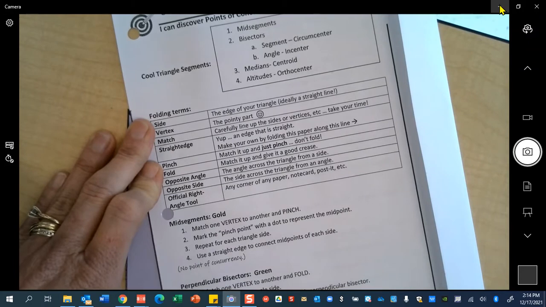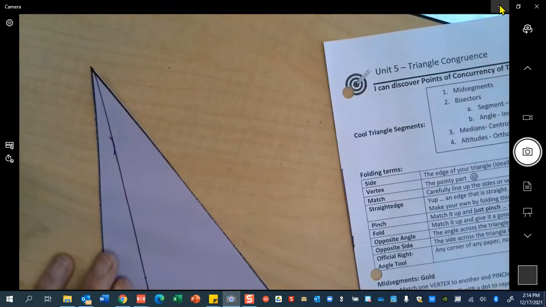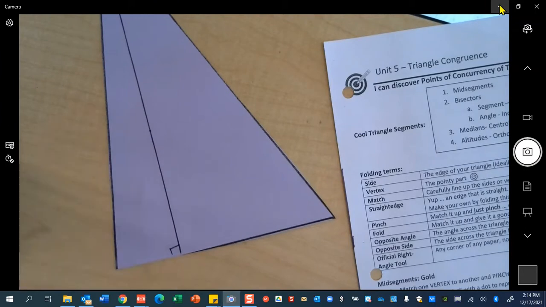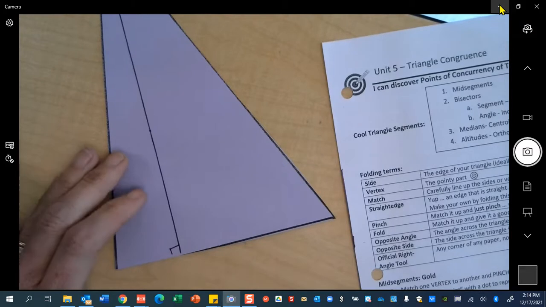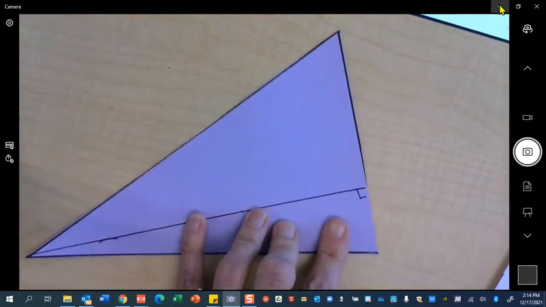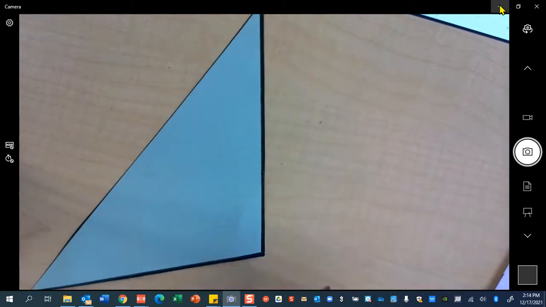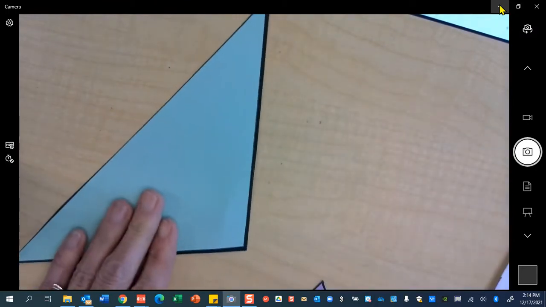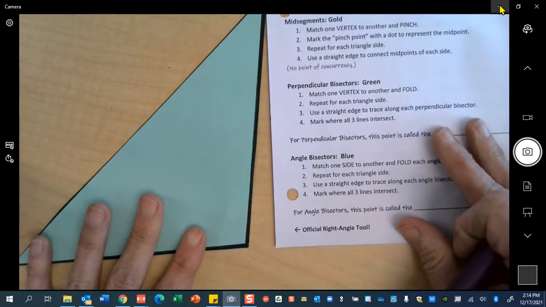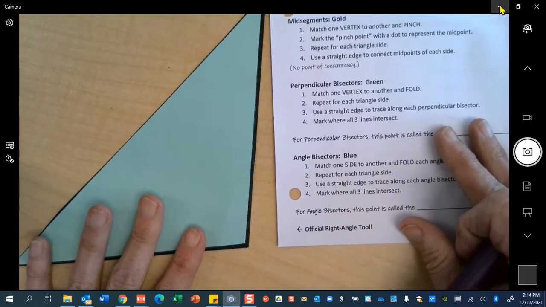Wait, can we not use the obtuse one for this? I'm tracing my altitude. The interesting thing is, I just heard somebody say, hey, can we not use the obtuse one? Yes, because tracing an obtuse angle bisector or an obtuse altitude means that it happens outside of the triangle.